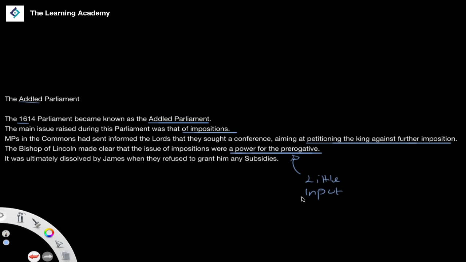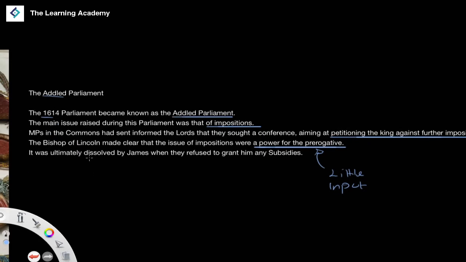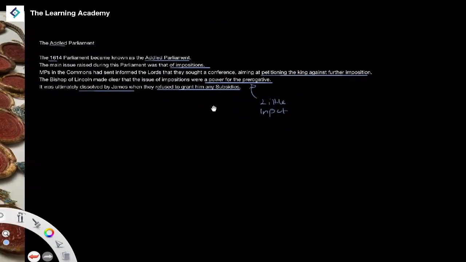And it was ultimately following these tensions of this Addled Parliament where the Commons tried to petition the king against impositions, and the House of Lords and the king in return decided to, or at least argued that the power of impositions was a royal prerogative authority. Ultimately it was dissolved by James because they refused to grant him subsidies. So again, James got quite annoyed about not getting any money, and so therefore he dissolved this parliament.